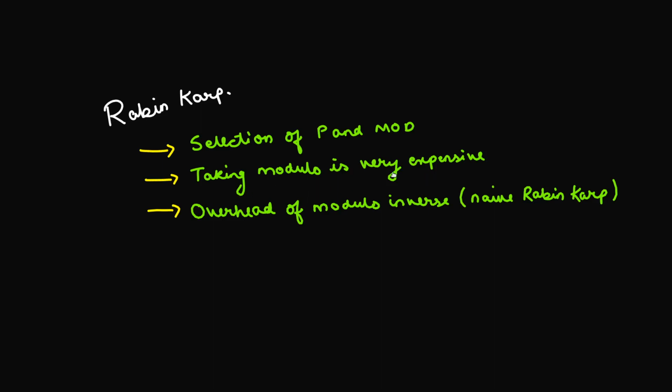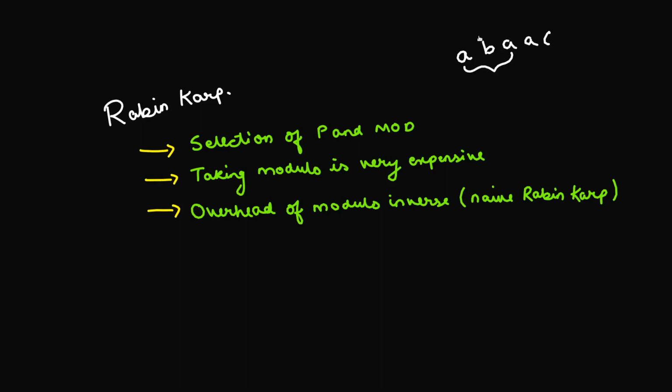Okay, next thing is that overhead of modulo inverse. If you implement a naive Rabin-Karp algorithm, remember that we were calculating the hash of each of the substrings in our string, right? For example, the string we had was A, B, A, A, C, and I'm considering a substring of length 3, which is ABA.